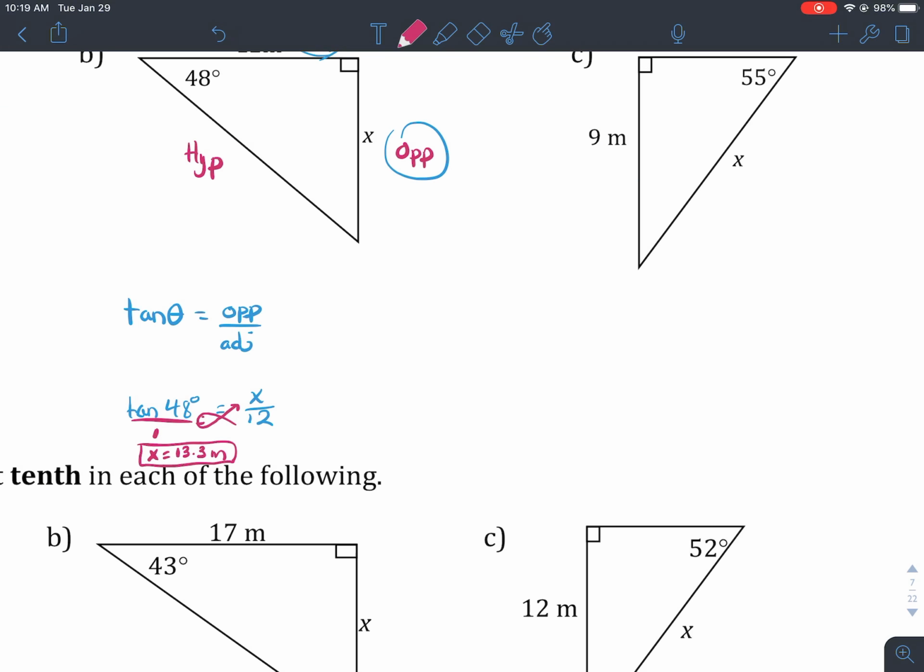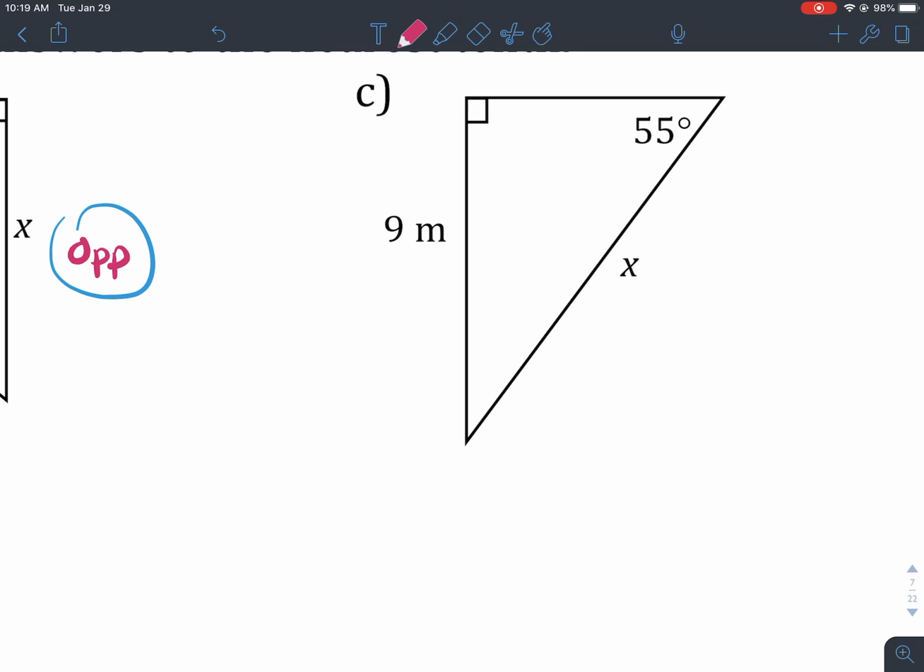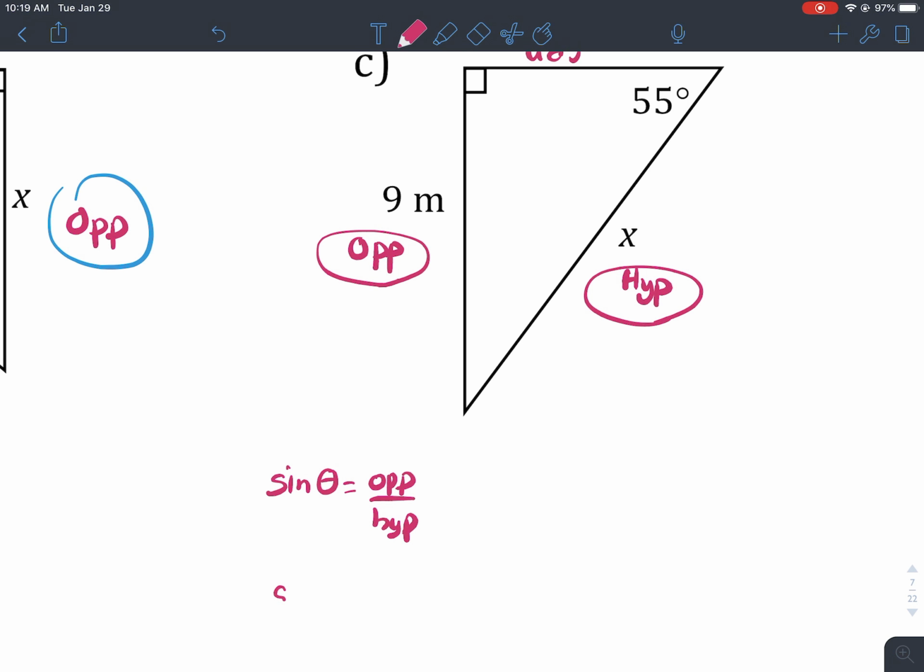Okay, if the pattern is true, the next one should give me a sine ratio. So let's go ahead and label the triangle and see what we have to work with. Our hypotenuse is x, the opposite side is 9, the adjacent is the one I don't need, it won't help. So if I'm going to do opposite and hypotenuse, that is absolutely the sine ratio. So the sine of theta is opposite over hypotenuse. We'll fill in all the stuff we know. So the sine of 55 degrees is equal to 9 meters divided by x.